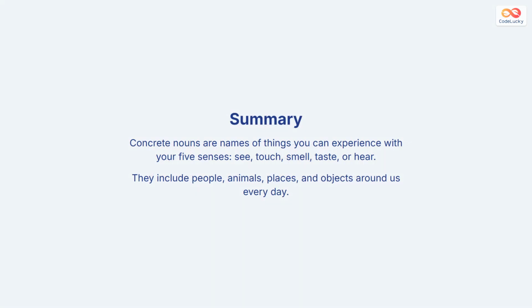Concrete nouns are names of things you can experience using your 5 senses. These nouns include people, animals, places, and objects that are present in the world around us every day.